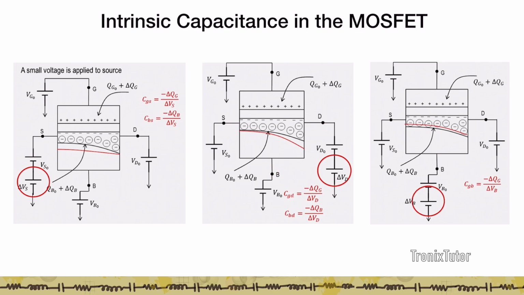Now the third capacitance occurs when I wiggle the substrate and keep the other two constant. When I wiggle the substrate here, that is associated with a change in the depletion region in this fashion. It again impacts both the charge in the substrate and the charge in the gate. And so here we see that there is a CGB associated with this structure.